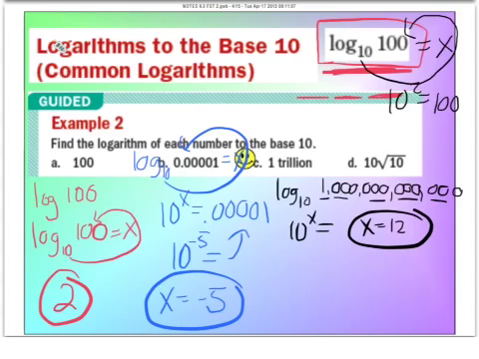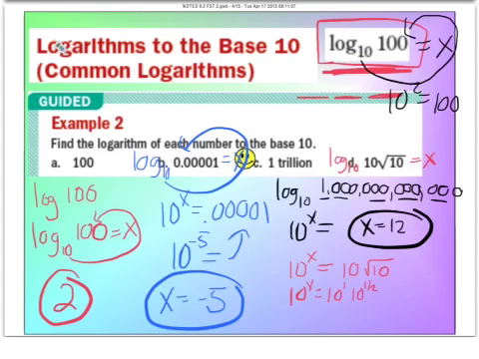All right, the last one is part D. Let me just write it. Log base 10 of this is equal to x. I'm going to rewrite it as an exponent here in the red. So 10 to some power is equal to 10 times the square root of 10. Here's what I'm going to do. 10 times the square root of 10, if I rewrite this, folks, this is 10 to the 1st power. This is 10 to the 1/2 power.